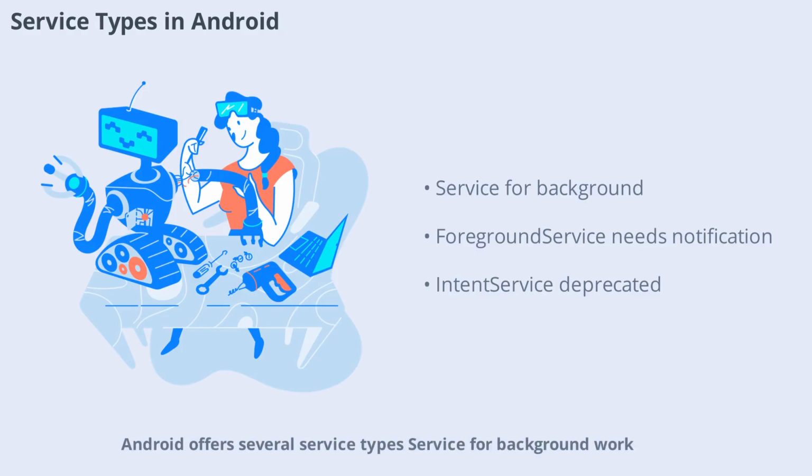Android offers several service types: service for background work, foreground service for tasks requiring notifications, and IntentService for sequential tasks, now deprecated. Understanding the differences helps you choose the right service for your app's needs.